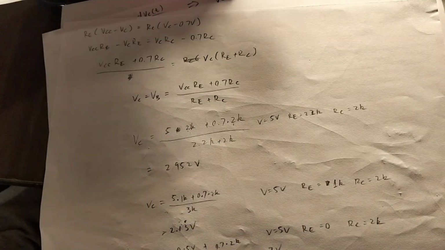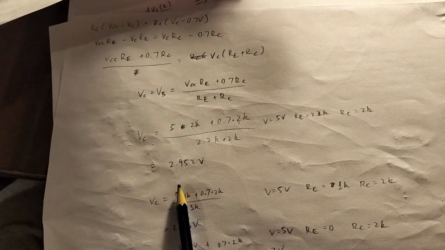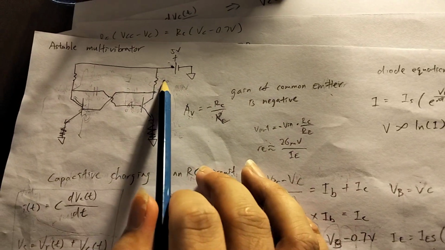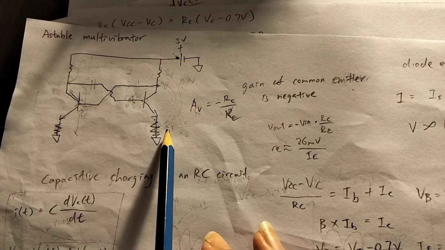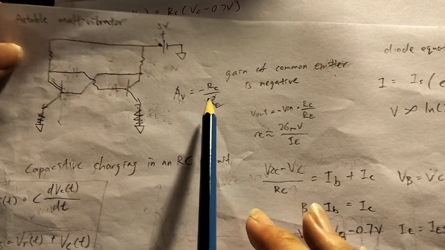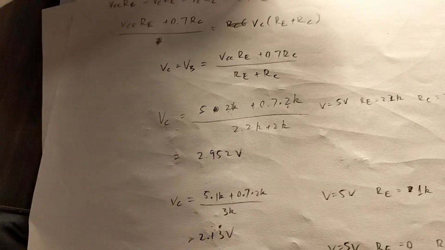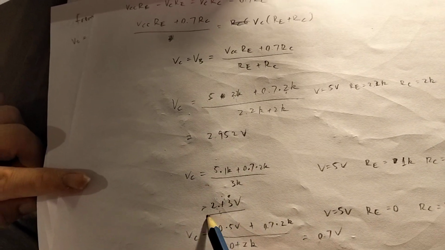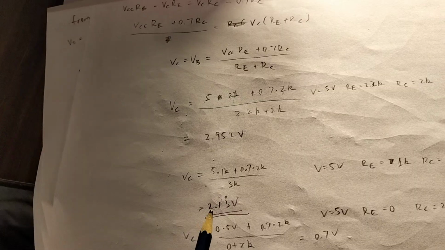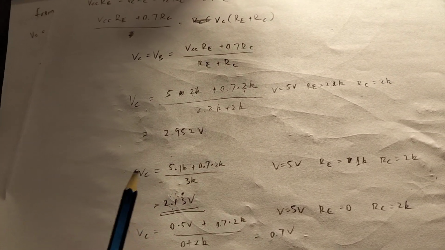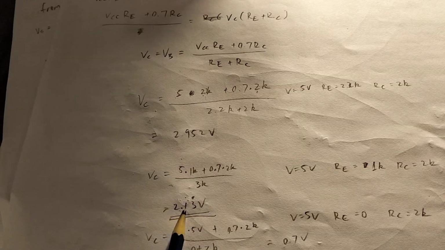So in this case, I actually found that when I was using a 2K for the collector resistor and a 1K for the emitter resistor, therefore there's a gain of -2, the calculated stable voltage is 2.13. So the calculated equilibrium voltage is 2.13. So if it's an equilibrium, we should see both collectors having a 2.13 volt across them.